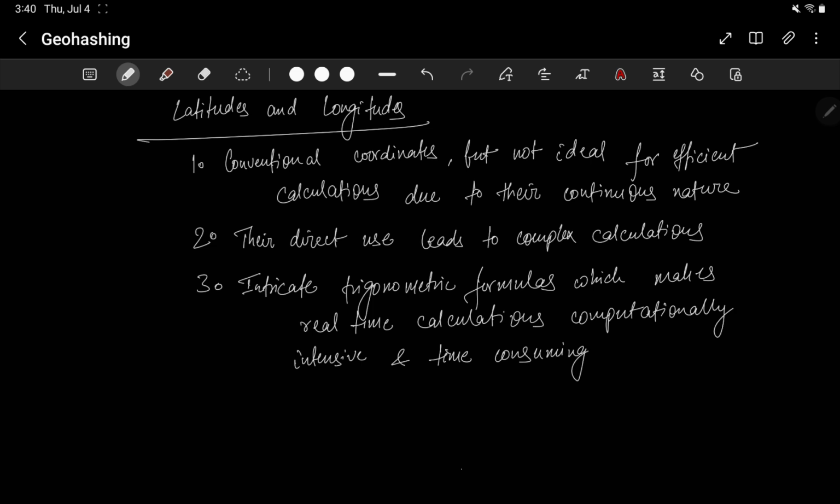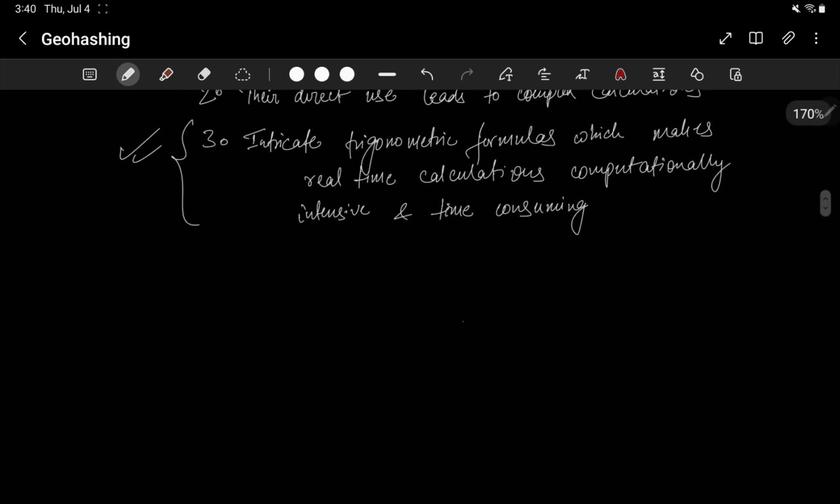So these are the problems with latitudes and longitudes. Remember this point. I'll talk about it in the end also. Okay. Why is this not feasible? Just remember this point.